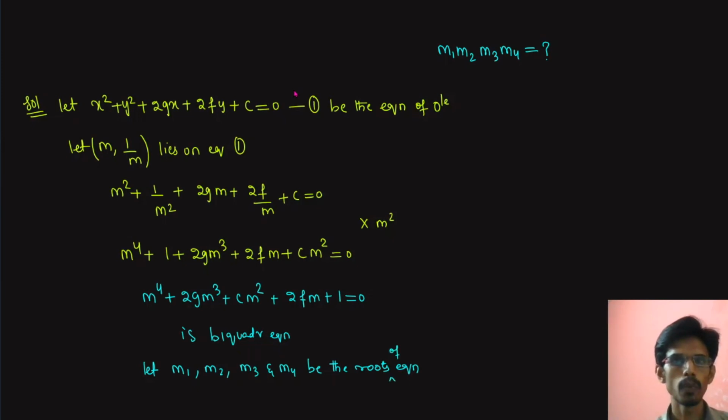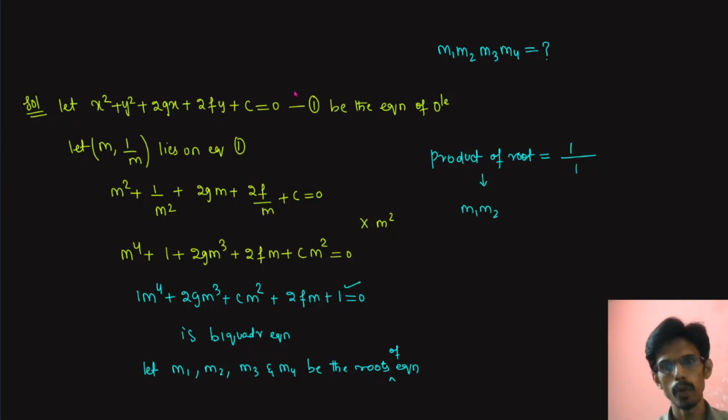Now here in the question he is asking for the product m1 m2 m3 m4, so I'll use the product of roots, which will be the last term 1 by the coefficient of m power 4, that is 1. So the product of roots, m1 m2 m3 m4, will be equal to 1, because the product of roots is the constant divided by the coefficient of the highest power for a biquadratic equation.